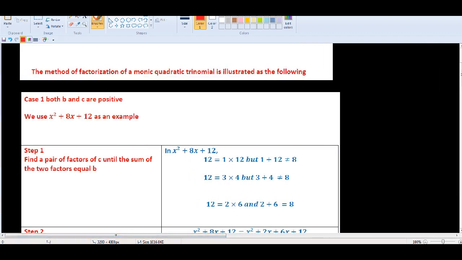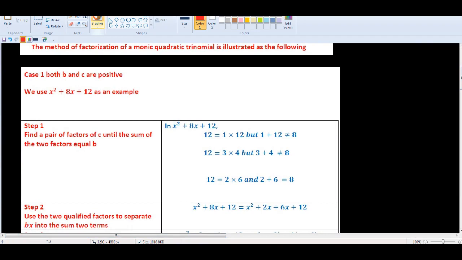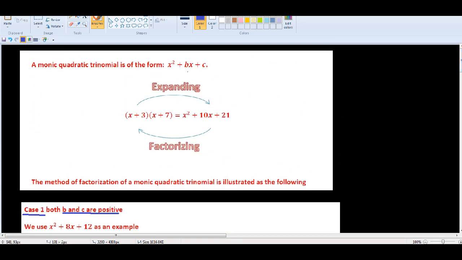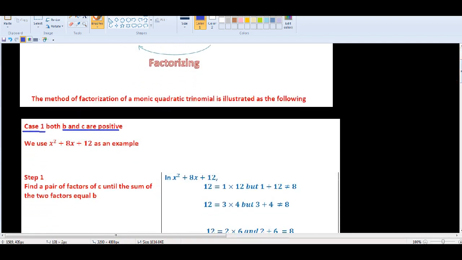First we consider case 1. Case 1, both b and c are positive. b is the middle number, c is the constant, which is the last number. Both b and c are positive, means both the middle number and the number at the end are positive. For example, we have x squared plus 8x plus 12 here, plus 8, plus 12, both are positive. How could we factorize this one?